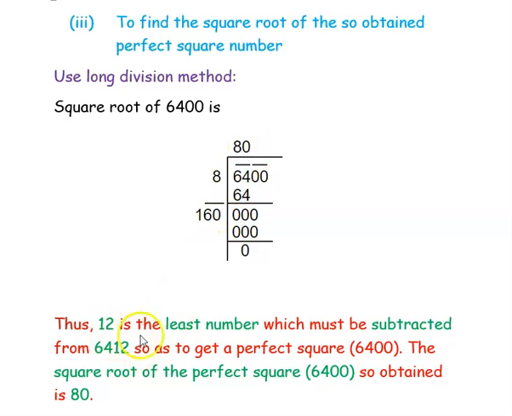Thus we can conclude that 12 is the least number which must be subtracted from 6412 so as to get a perfect square number, which is 6400, and the square root of that perfect square number is 80. Hope you have understood how to find the least number to be subtracted from the given number by the long division method, and how to find the perfect square by subtracting the remainder obtained in the long division method from the given number. And in the next step, we are going to find the square root of that perfect square number by the long division method.